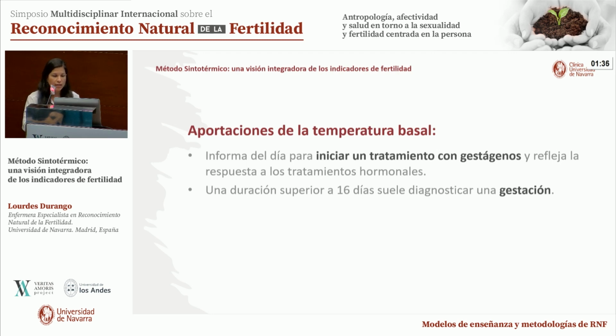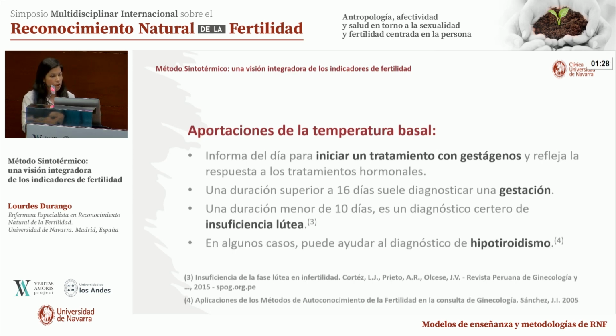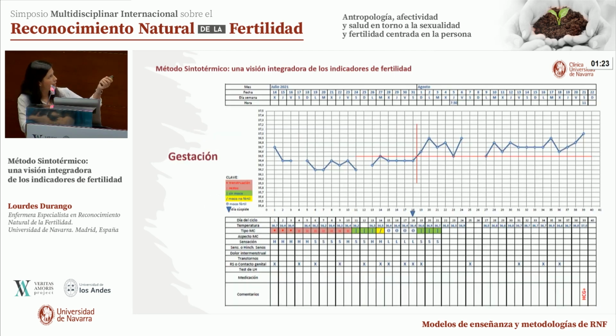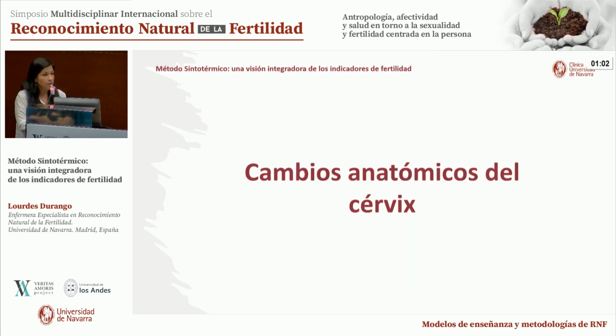A duration superior to 16 days normally diagnoses gestation. A duration under 10 days is a diagnosis of luteal insufficiency. In some cases, it can help in the diagnosis of hypothyroidism. We have an example in a chart of gestation where the temperature is maintained elevated beyond 16 days, and at the end we have a positive pregnancy test. And this is an example of a luteal insufficiency where the temperature rises, meets the rules, but it falls before the 10 days, and she has her menstruation, and we have thus this insufficiency of the luteal body.